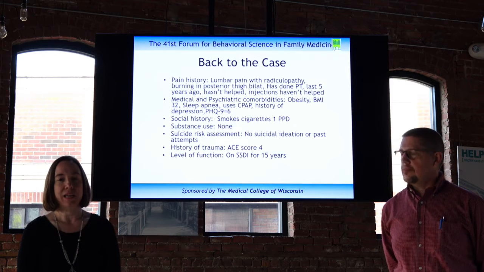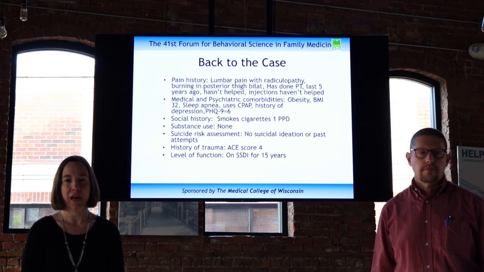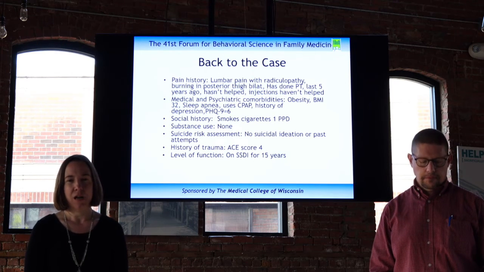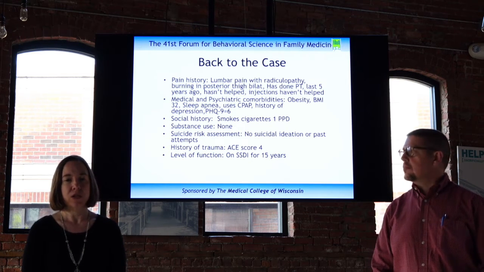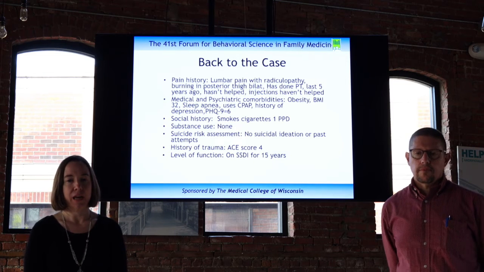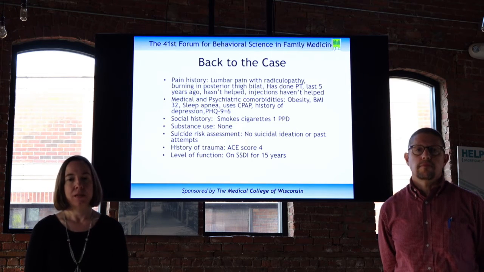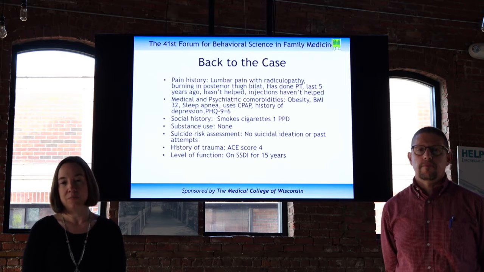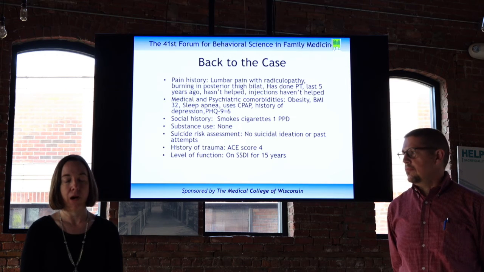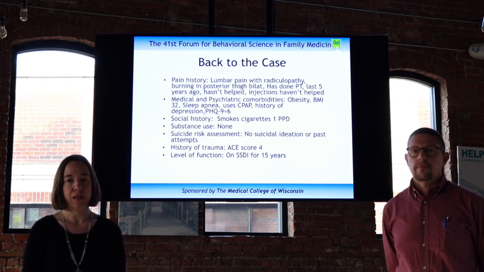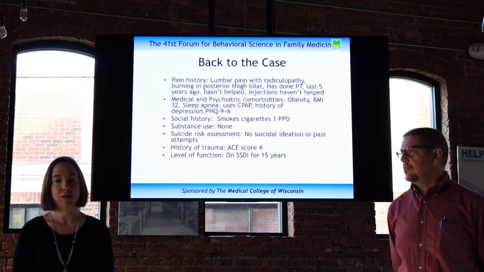And then in terms of medical and psychiatric comorbidities, the patient does have obesity, sleep apnea, using CPAP, a history of depression. Current PHQ-9 is 6, so sort of mild to moderate range there. Social history, smoking cigarettes, a pack per day, no other substance use, no suicidal ideation or past suicide attempts. And in this particular case, we did an ACE survey, and he scored 4 on that for trauma history. And then level of function. The patient is currently on disability for the past 15 years. Next.